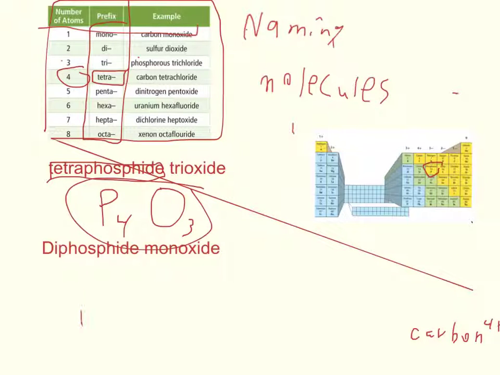So diphosphorus is basically the same thing, except di is 2. So P2, and then monoxide is just going to be O.